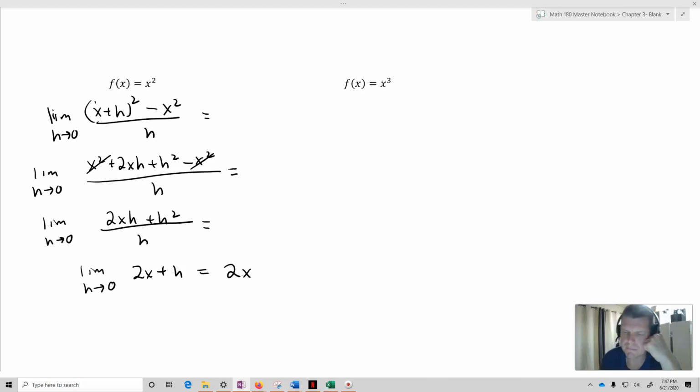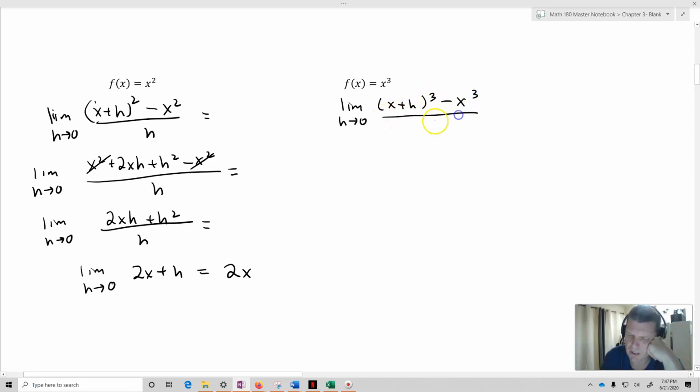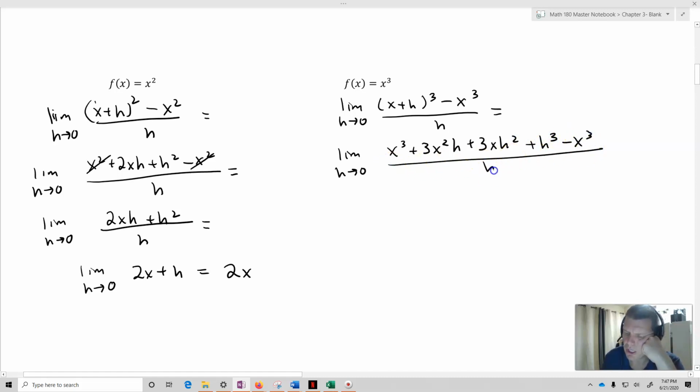How about x cubed? Okay, let's see. So we've got the limit as h approaches 0 of x plus h cubed now, minus x cubed over h. Now you might have to pause the video for a second and FOIL this out. But it's going to end up being the limit as h approaches 0 of x cubed plus 3x squared h plus 3xh squared plus h cubed minus x cubed all over h.